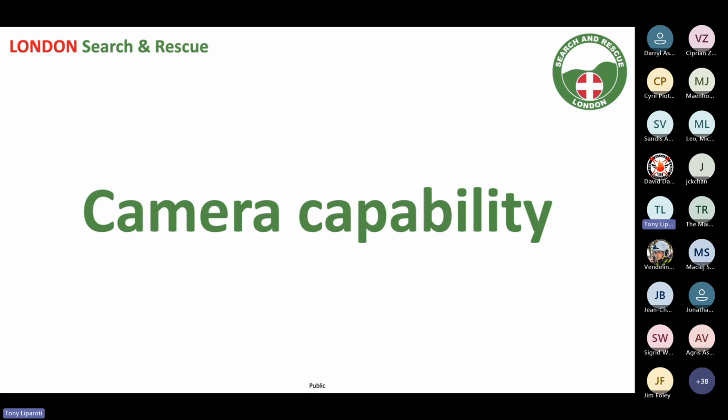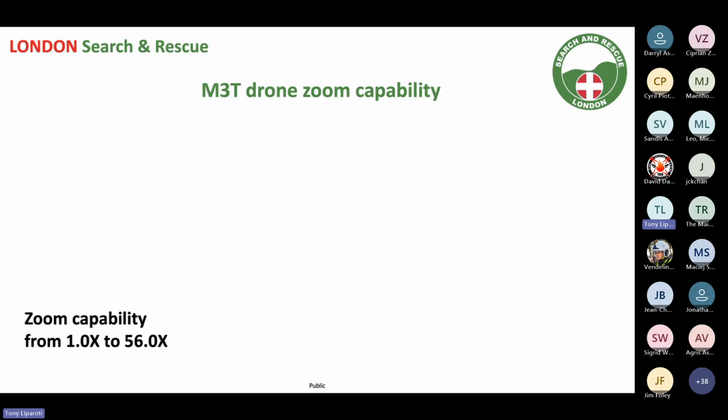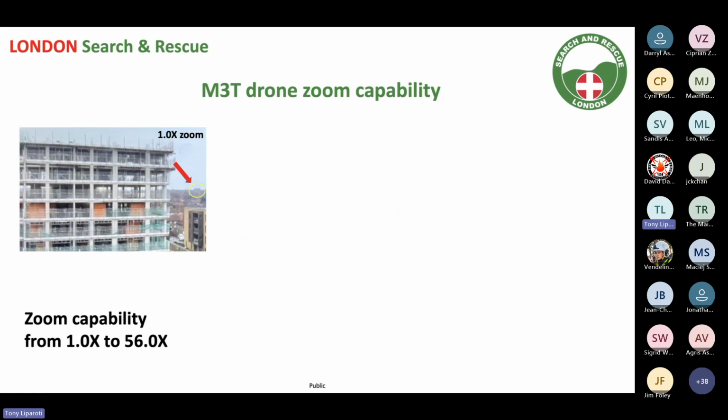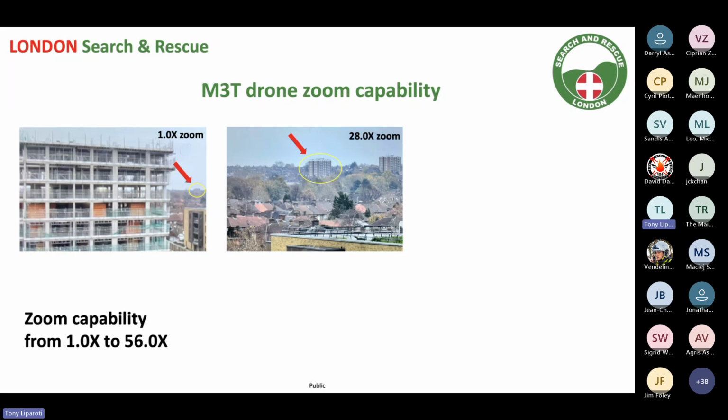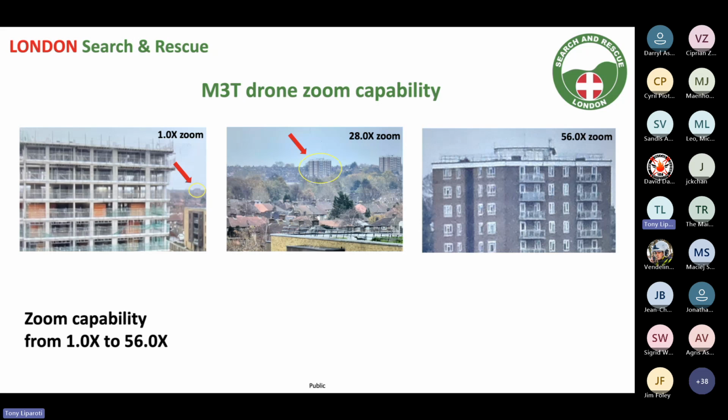Let's move on with camera capabilities, which is something that I'm quite impressed about with this drone that we're using. I'm going to give you an example of just how far this drone sensor can go. You can see in this picture, I'm observing a building that's quite far away. Halfway through, at 28 times zoom, this is what you can see. You can see already some particular features of this building. With the 56 times zoom, this is how clear you can see this building.